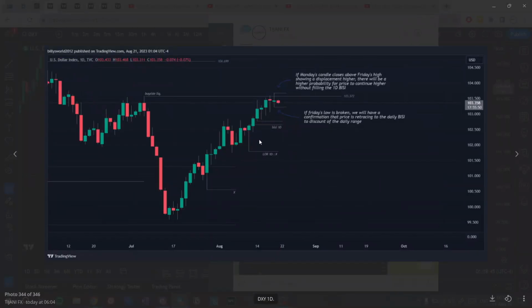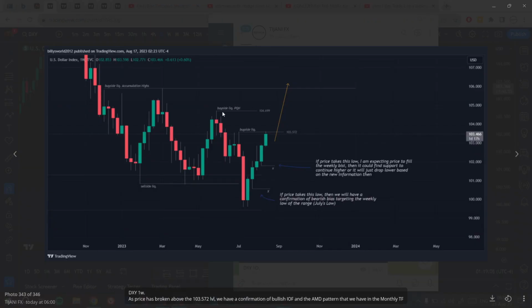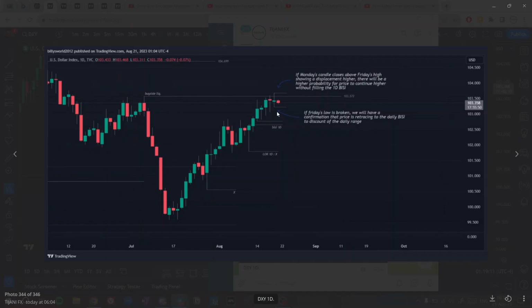On the daily time frame, this is the first low and this is the second one. As I said, if price broke this low, we could have a retracement to this weekly BC. But as a first scenario, I'm expecting a continuation higher, targeting the buy side liquidity above this high first, right? Then this equal high.